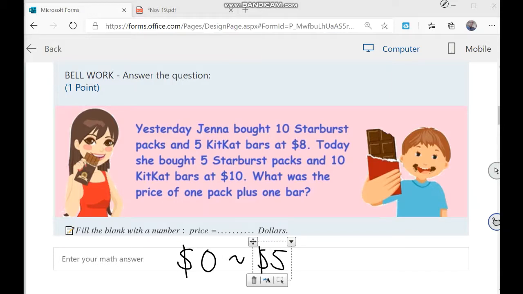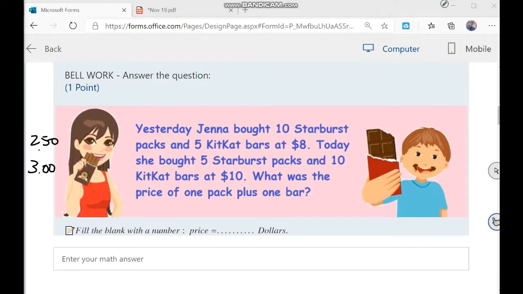Who is the winner? The winner today gets 1 Kit Kat or 1 Starburst, whatever you prefer, whatever you like more. Jacob is guessing 250, Maddie 250, Chrisdel 3. So it's going to be 250 or 3.